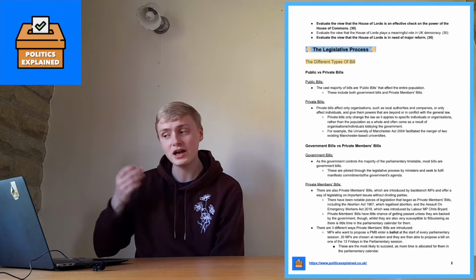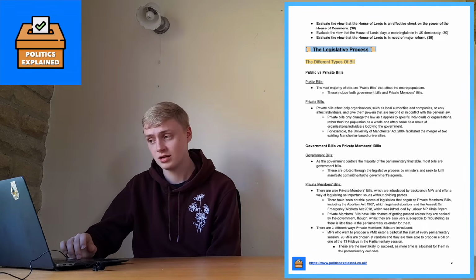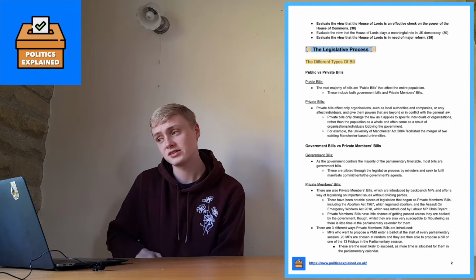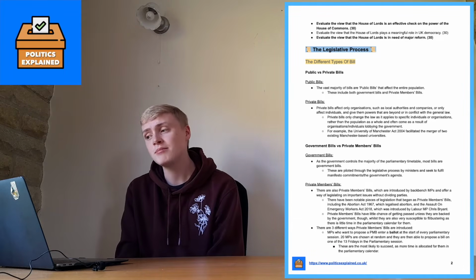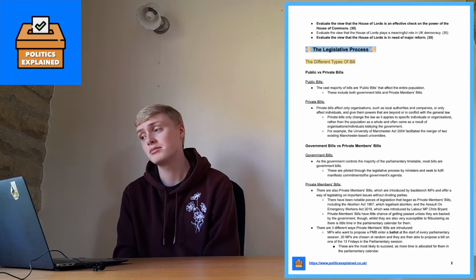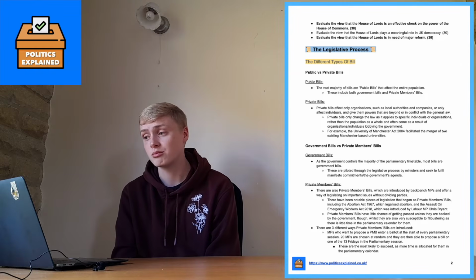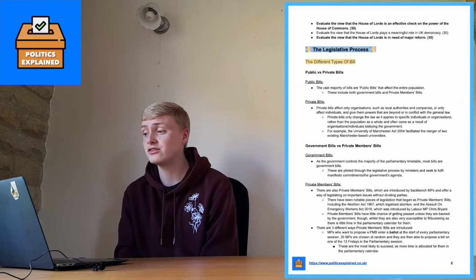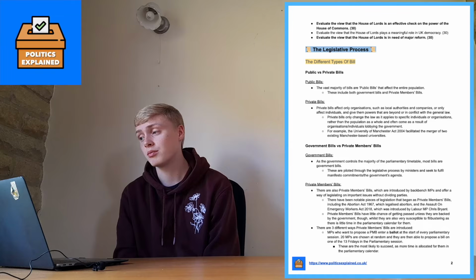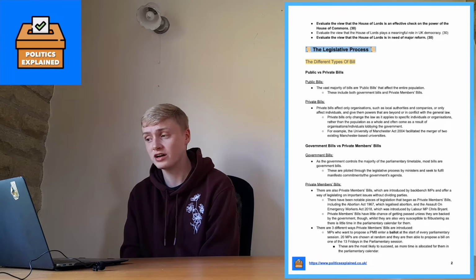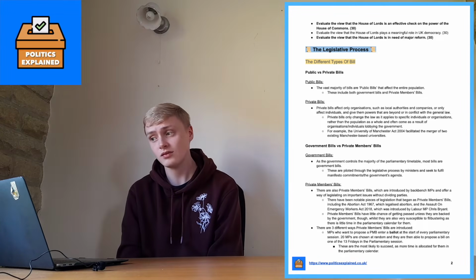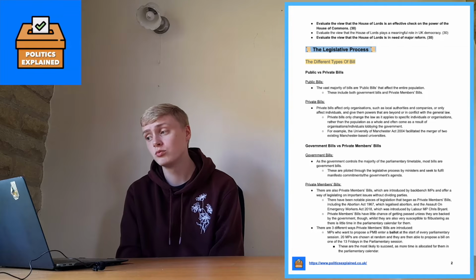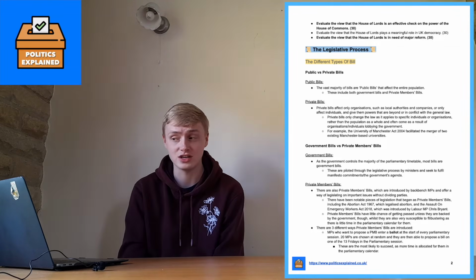There are three different ways for private members' bills to be introduced. The first, and kind of most likely having success, is through a ballot. So MPs who want to propose a private member's bill enter a ballot at the start of every parliamentary session. 20 MPs are chosen at random, and they are then able to propose a bill on one of the 13 Fridays in the parliamentary session. These are the most likely to succeed, as more time is allocated for them in the parliamentary calendar.